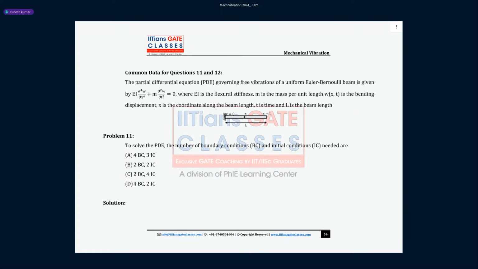Next question. Read the question, what it says. The partial differential equation governing free vibration of a uniform Euler-Bernoulli beam is given by this. Okay, where EI is the flexural stiffness, m is mass per unit length, and w is the bending displacement. X is the coordinate along the beam length, t is time, L is the beam length.